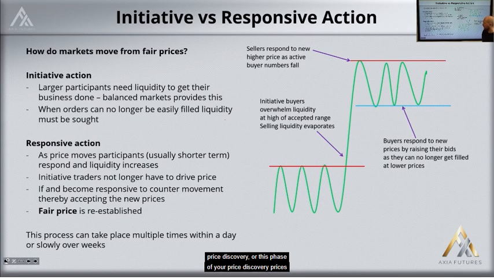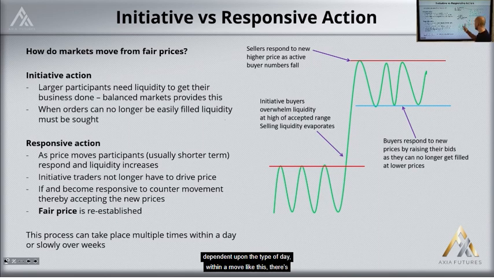This is what you call price discovery, or this phase is your price discovery. Prices rise until you discover responsive trade. Market will then bounce up and down in this area, and a fair price is re-established. A new price that people are happy to trade at becomes established, becomes accepted. This will happen maybe once a week. This might happen 3-4 times in a day, dependent upon the type of day.